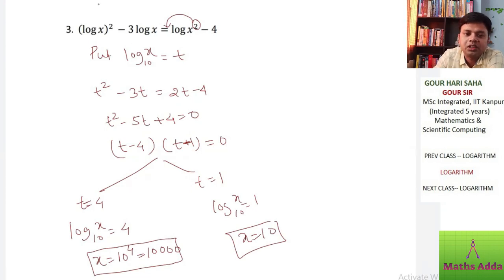Now we check whether these values are acceptable or not. 10,000, I see no issues here, no issues here, no issues here. 10, no issues. So both of them are acceptable. Good. Move to the next one.